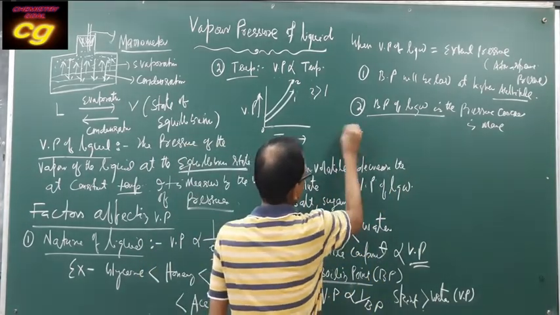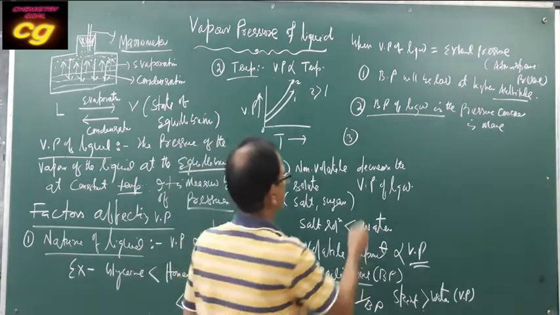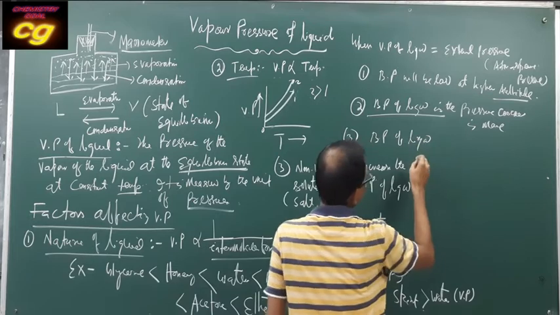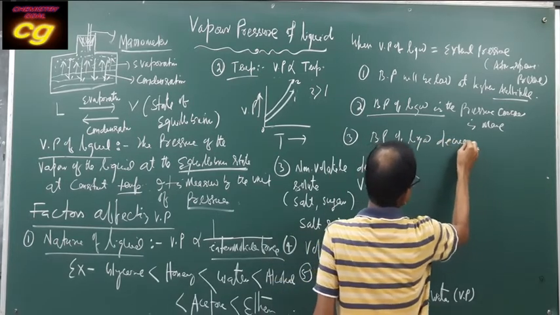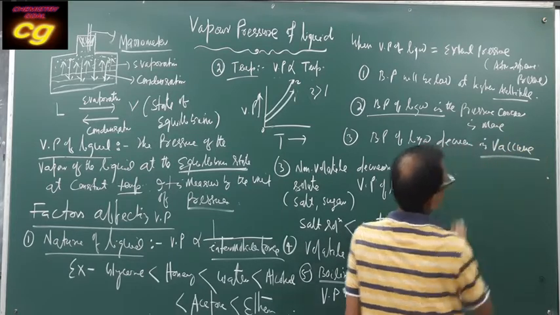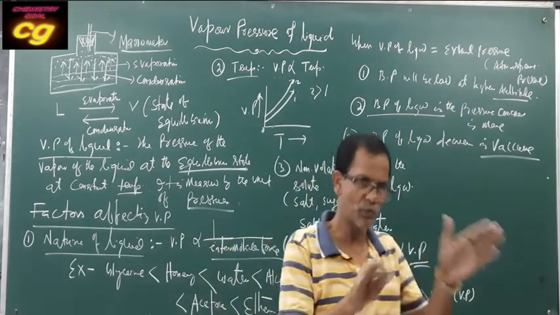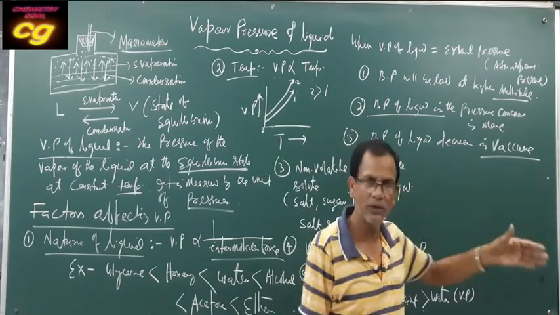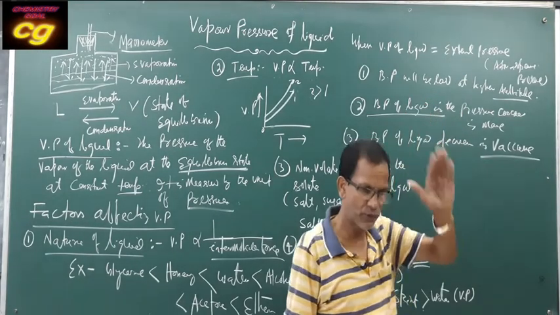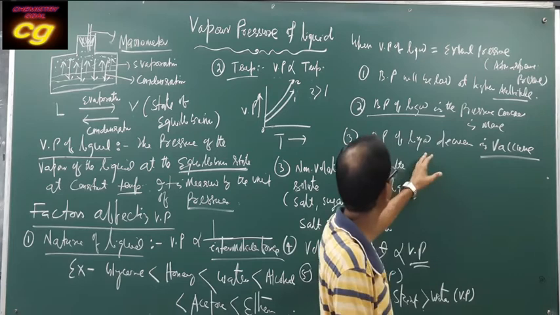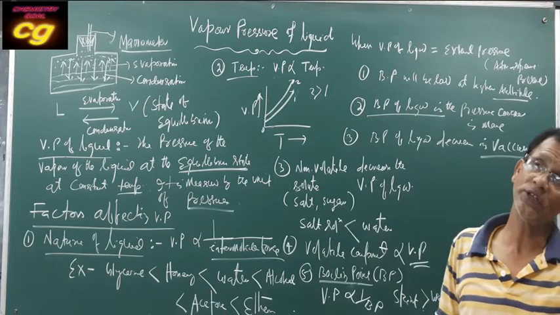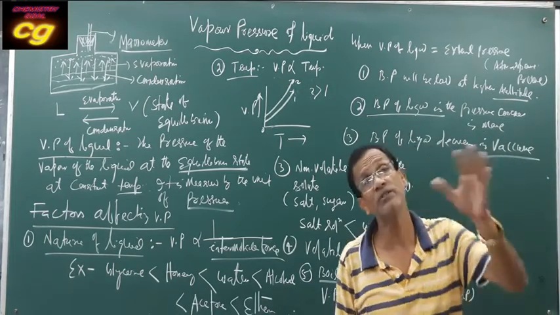Then liquid can boil in a vacuum. The boiling point of a liquid decreases in a vacuum. That means if you keep the whole container in a vacuum, that is, with no air, and you start boiling the liquid, then what happens? The boiling point will be low. A liquid can boil at a higher temperature or at a lower temperature, depending upon the pressure.